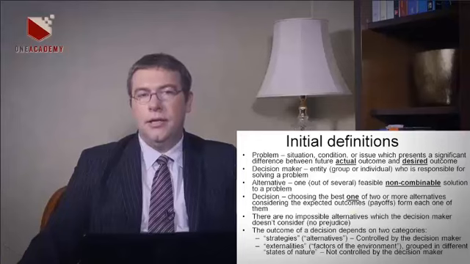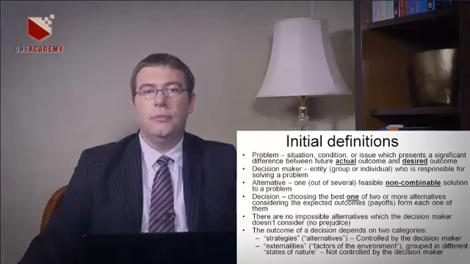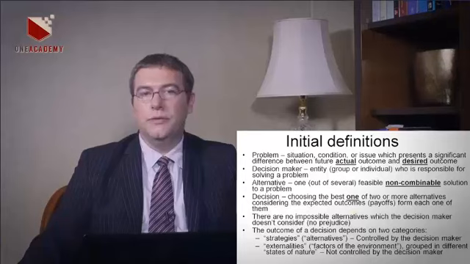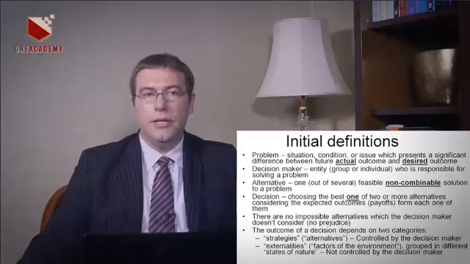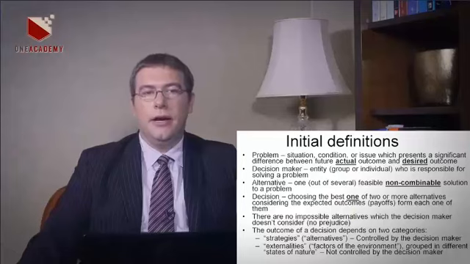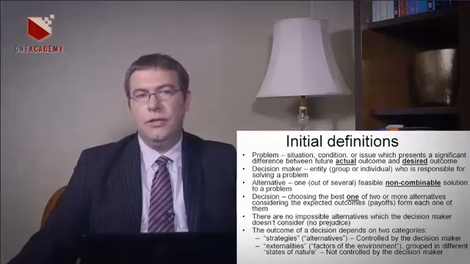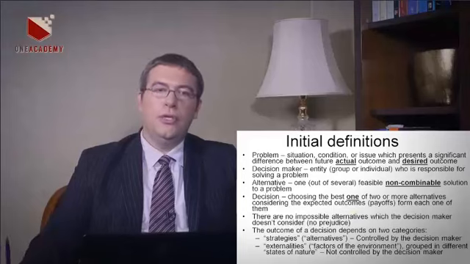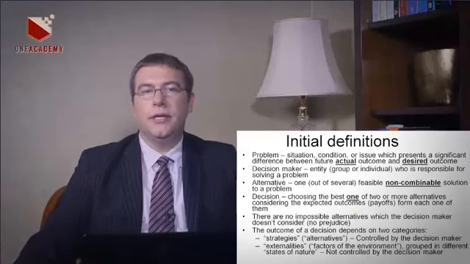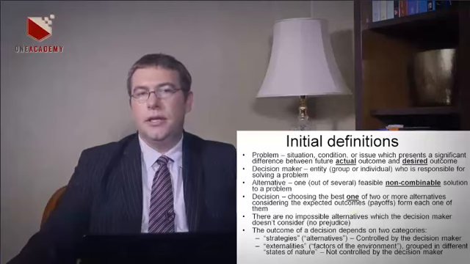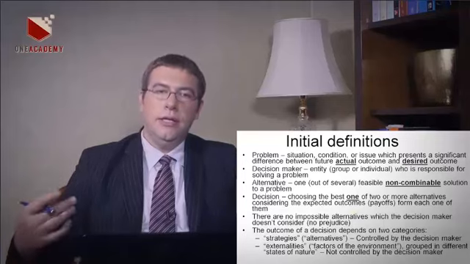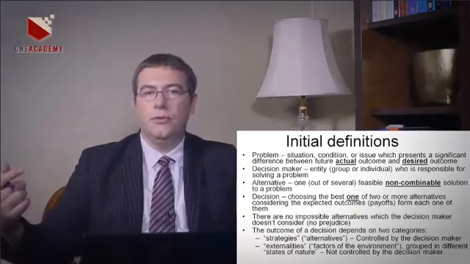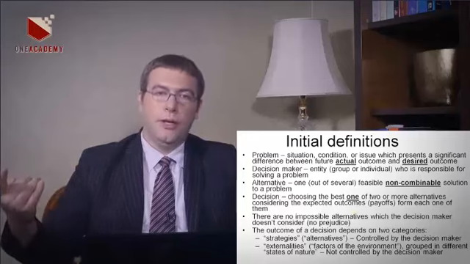Next key term is decision. What does decision actually mean? Decision basically is choosing the best one of two or more alternatives considering the expected outcomes from each one of them. So basically, another explanation here, there are at least two alternatives. We have to choose at least one, so we are facing some sort of uncertainty. This uncertainty is arising from the fact that there are at least two possibilities, maybe more, and we have to choose one.